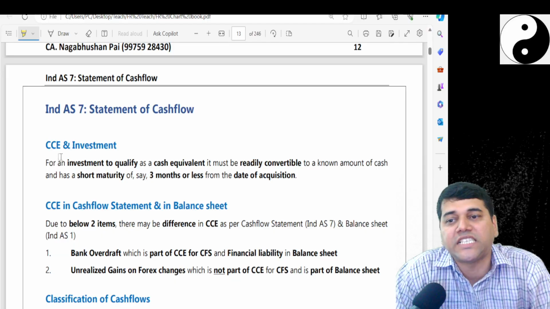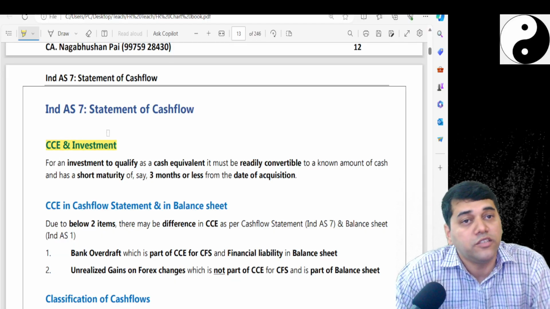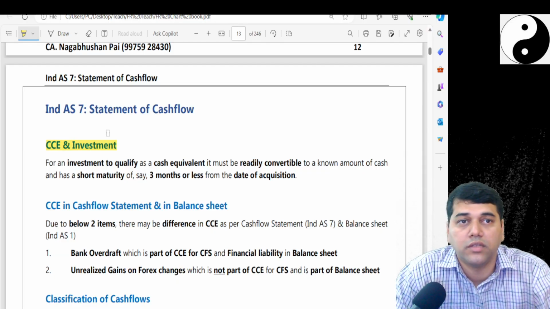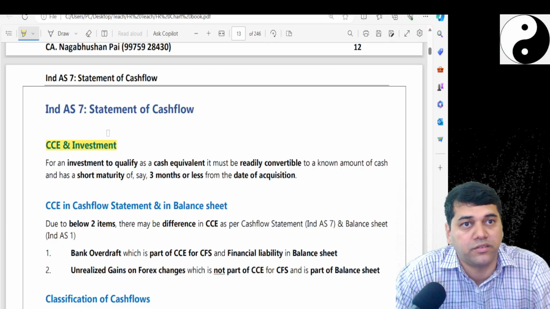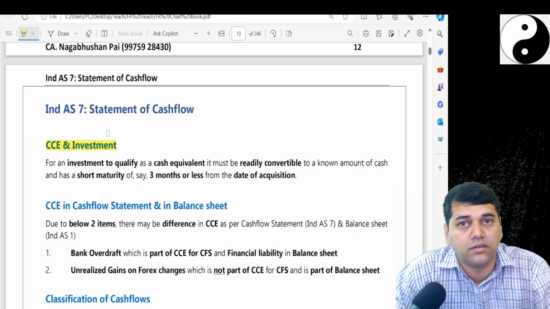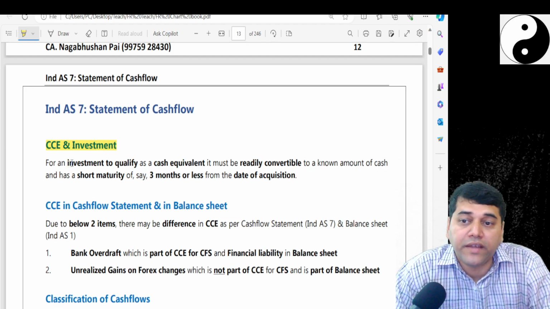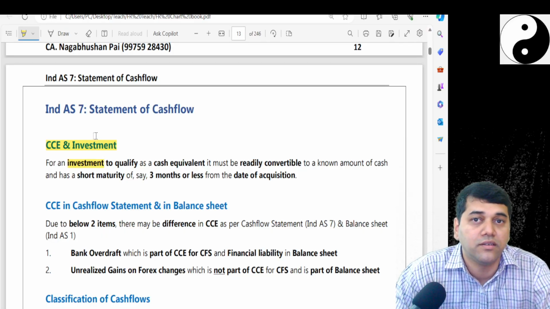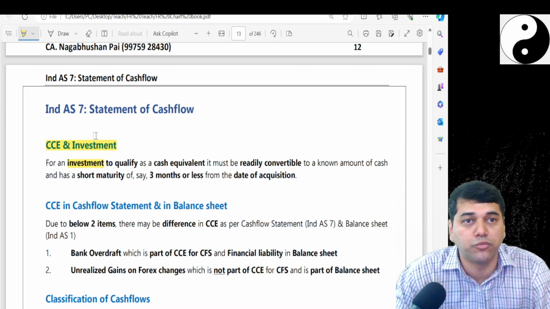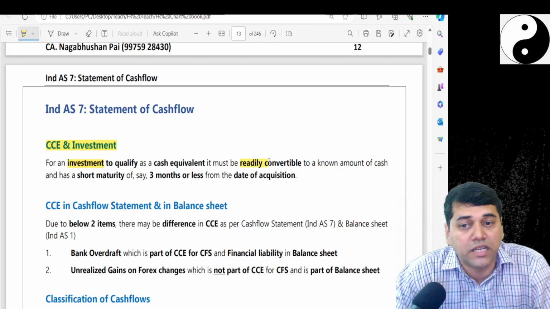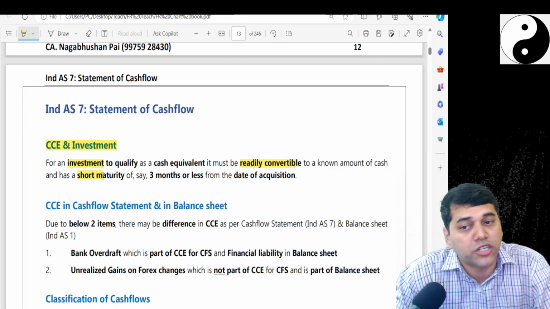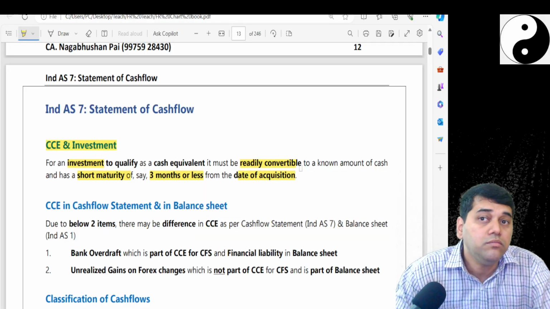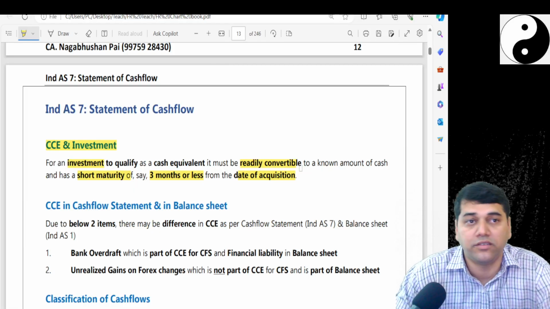First of all, cash and cash equivalent and investment. Is investment my cash and cash equivalent? I have got investment in the mutual fund. Is it part of my CCE? The standard says that if you have a bank balance, it is CCE, straightforward. But what about the investment in mutual fund? If it is readily convertible and has a short maturity, say less than or equal to 3 months from the date of acquisition, then you can classify it as a CCE.